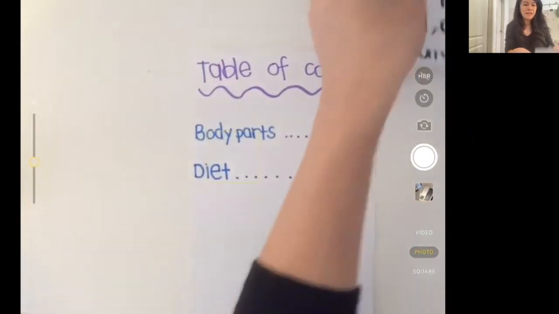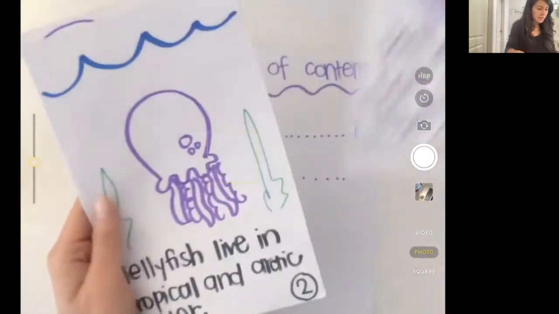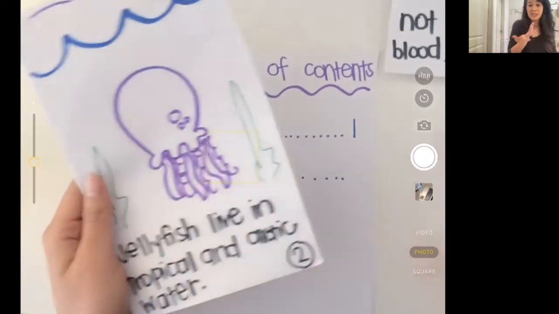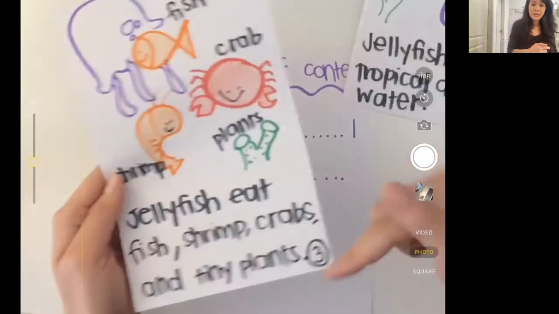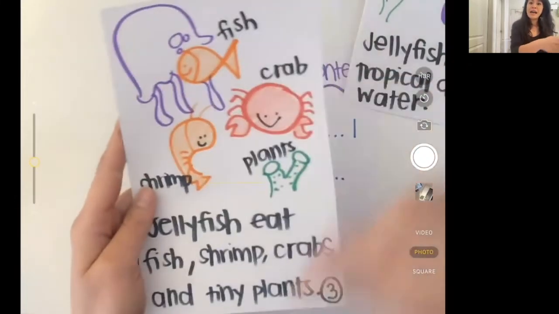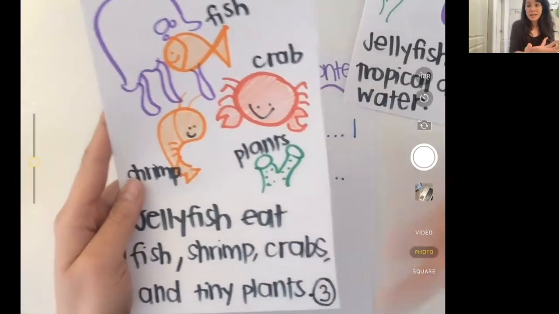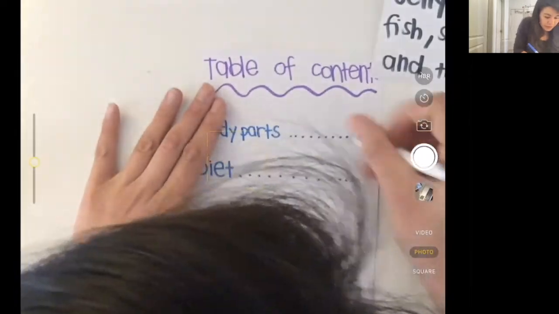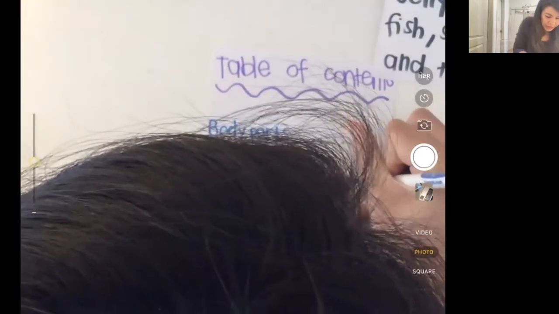So let me look at my pages. Page 1 is about body parts. Oh, page 2 is about where it lives. That's not the number. Oh, here we go. This is page 3. This is where I tell the people, the readers, what jellyfish eat. So I'm going to write number 3 because diet is on page 3.